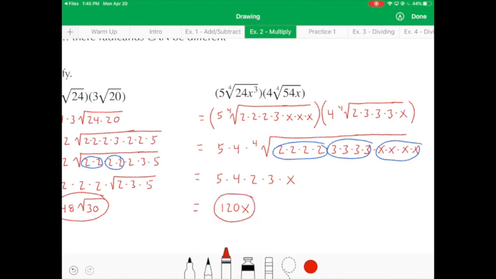Okay. All right, at this point, it is your turn. You are going to move to practice 1. You're going to work through those problems yourself. And then when you're done, come back to the video and check your work.